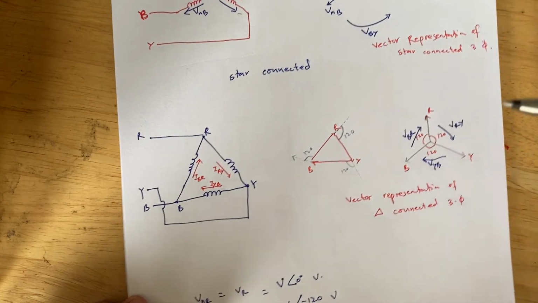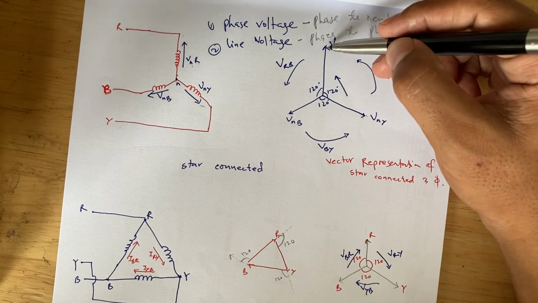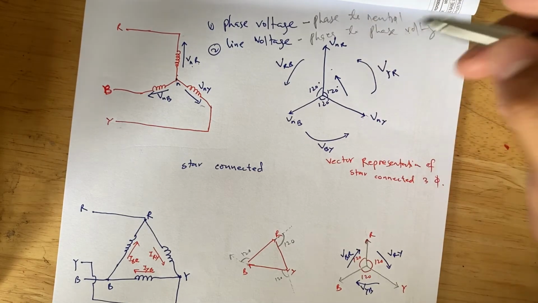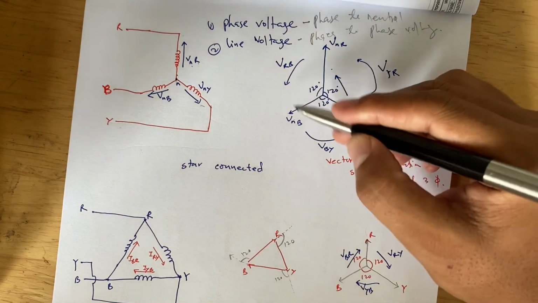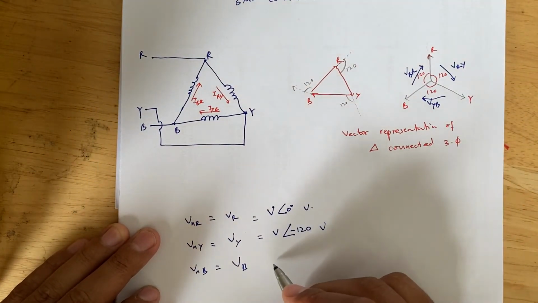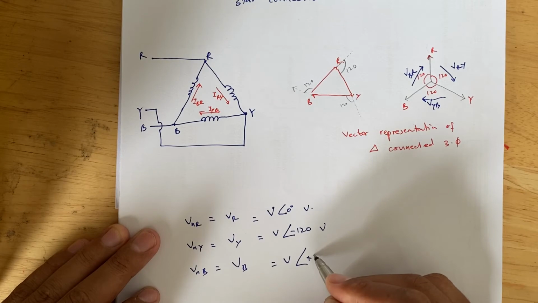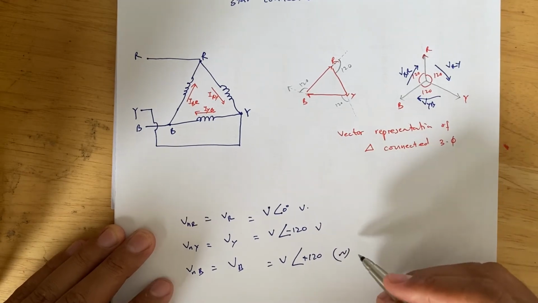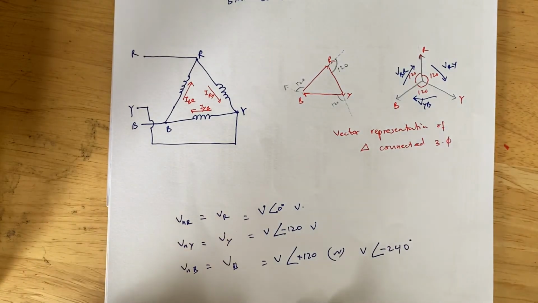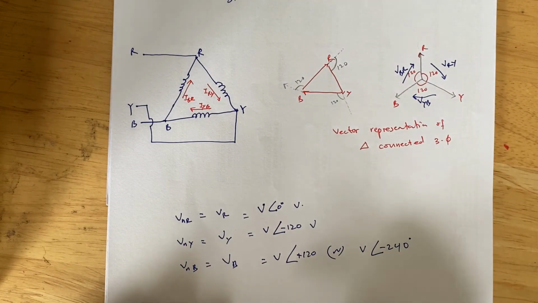Here we are taking the R phase as the reference voltage, at 0 degrees. Then if you measure from here to here, we consider that it is moving in the anti-clockwise direction. That's why we are giving it as negative 120 degrees here. And for the B phase, you can write it as V at an angle of plus 120 degrees, or you can also write it as V at an angle of minus 240 degrees. This is the phasor relationship for the balanced three-phase interconnected system.